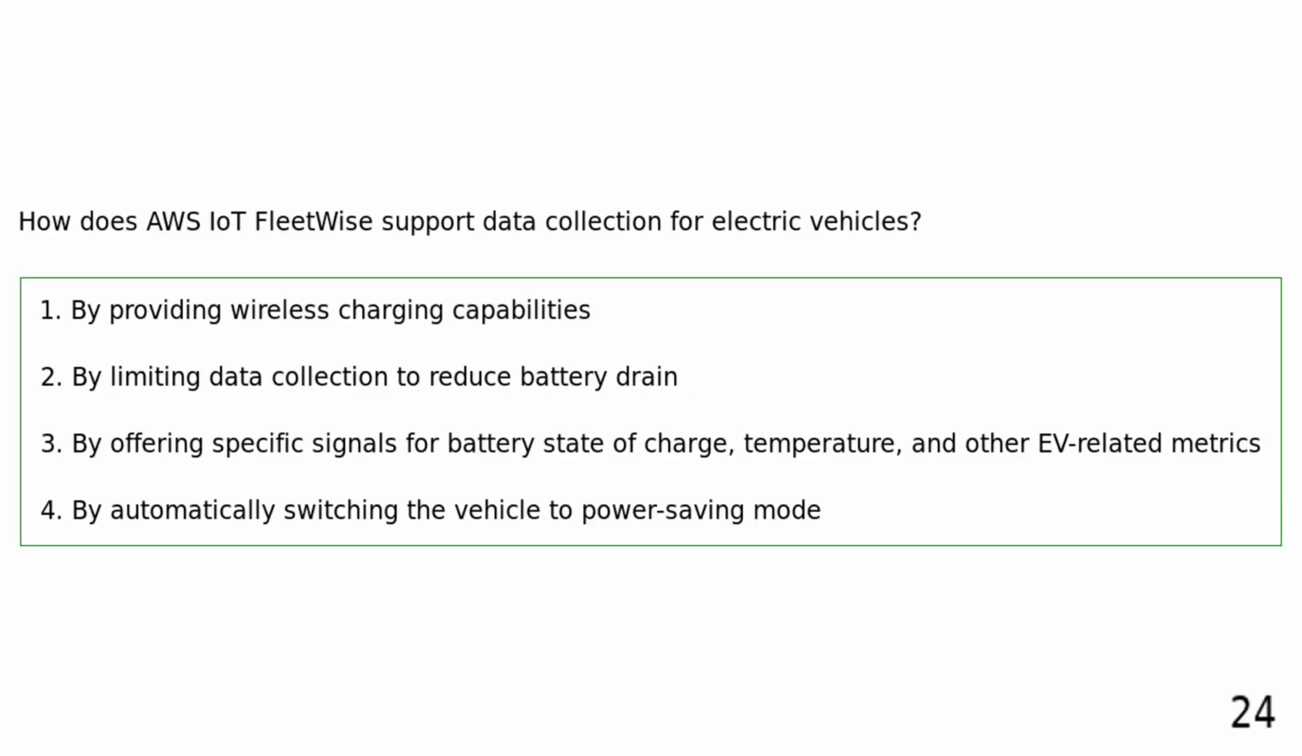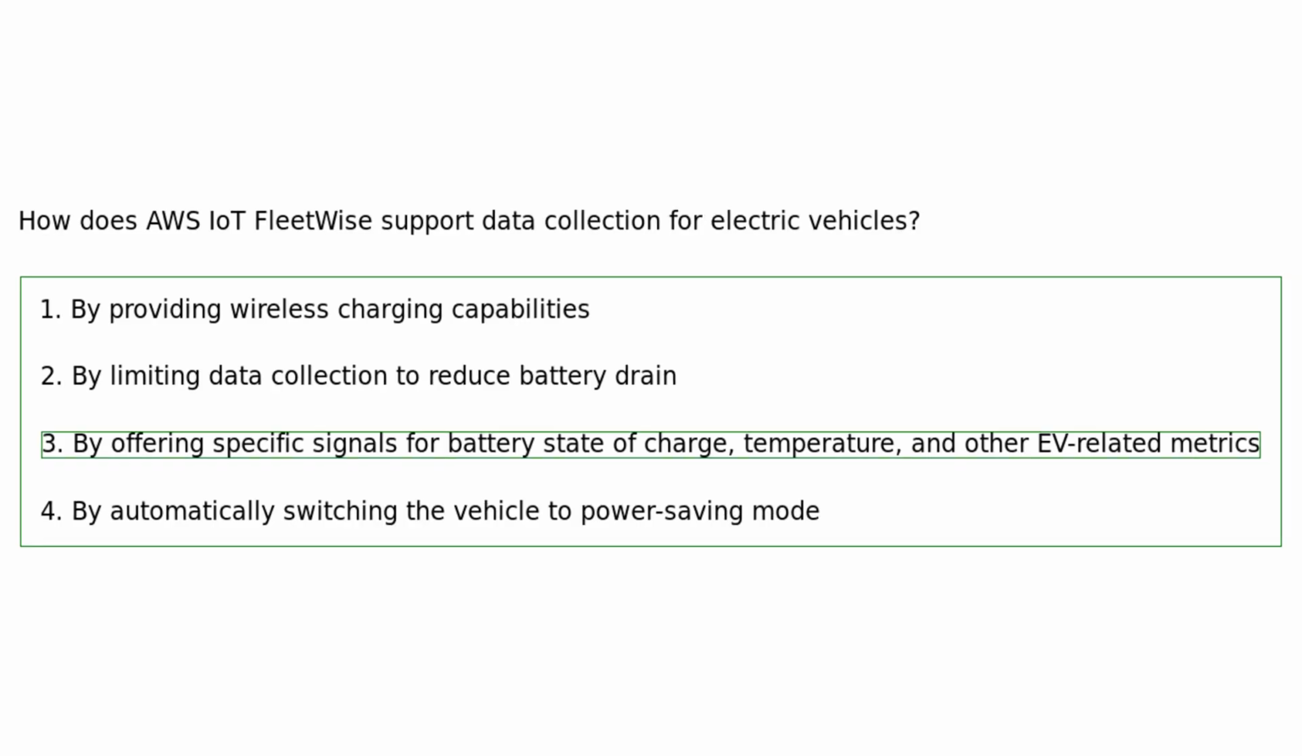How does AWS IoT FleetWise support data collection for electric vehicles? By providing wireless charging capabilities. By limiting data collection to reduce battery drain. By offering specific signals for battery state of charge, temperature, and other EV-related metrics. By automatically switching the vehicle to power-saving mode.